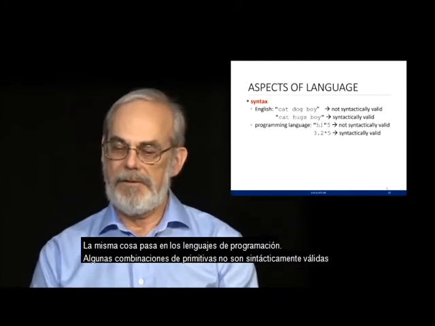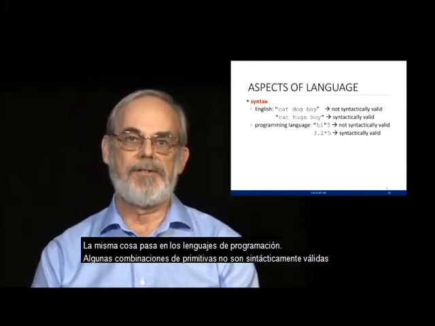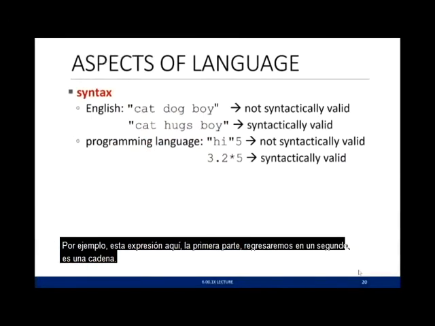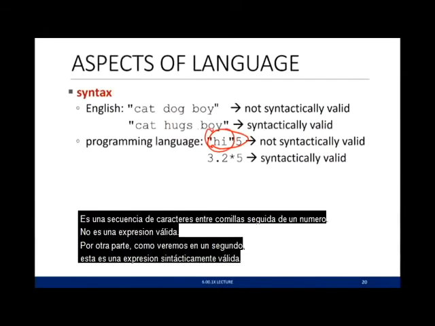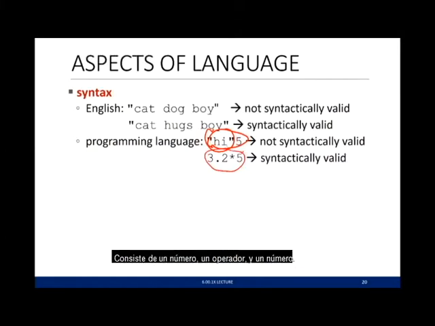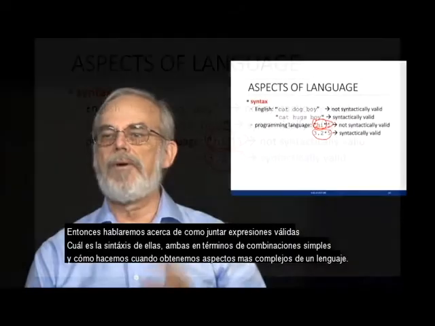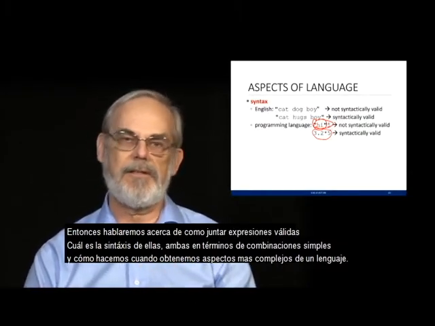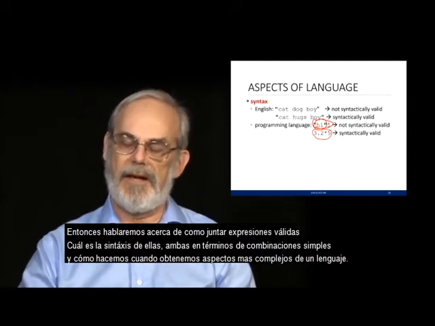The same thing's going to happen in programming languages. Some combinations of primitives are not legal. They're not syntactically valid. For example, this expression right here, the first part, we're going to come to this in a second, is a string. It's a sequence of characters enclosed in double quotes, followed by a number. It's not a legal expression. On the other hand, as we'll see in a second, this is a syntactically valid expression. It consists of a number, an operator, and a number. So we're going to talk about how we put together legal expressions. What is the syntax of those, both in terms of simple combinations like this and how we do it when we get to more complex aspects of the language.